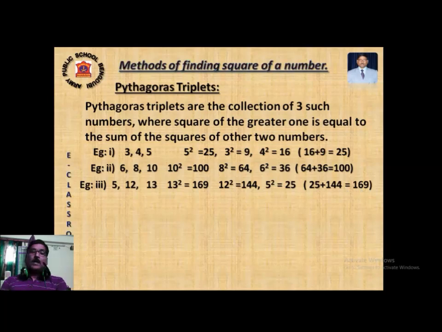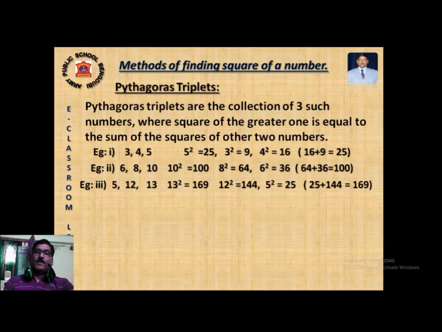But I have given the 3 numbers to you and you are just testing. But in a question, what happens? I will give you one member, and you have to find out the other 2 members by following certain rules. So in case of Pythagoras triplet, when one member is given, how to find out the other members?